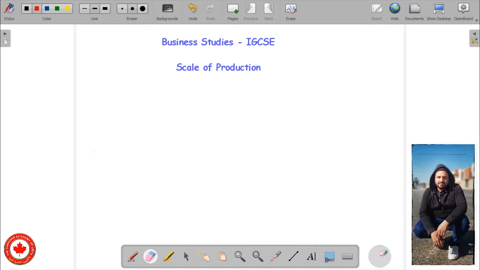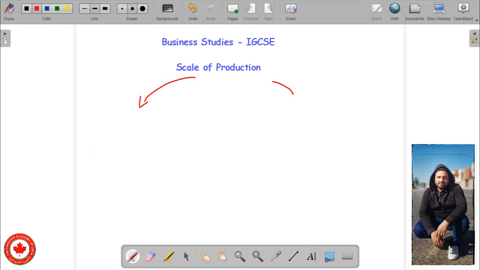Today's topic we'll talk about the scale of production, how large firms are different from small firms regarding the cost of production, how a big company means to reduce the cost for a large company while it will not be obtainable by small firms. So in this session, we will discuss that.